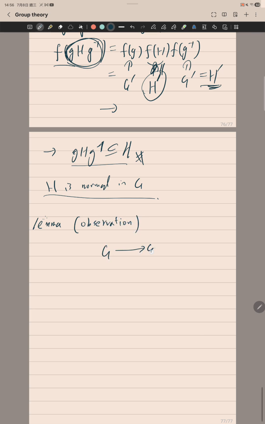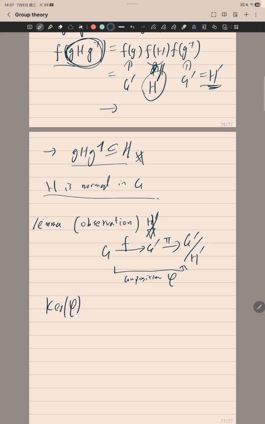So if you have g mapped to G prime as before, and now I take a subgroup H prime that is normal, then I can construct the projection map pi from G prime to G prime quotient H prime. Now if I view this as a composition map, it is still a group homomorphism. Let's say this is the phi map. So what's the kernel of phi?